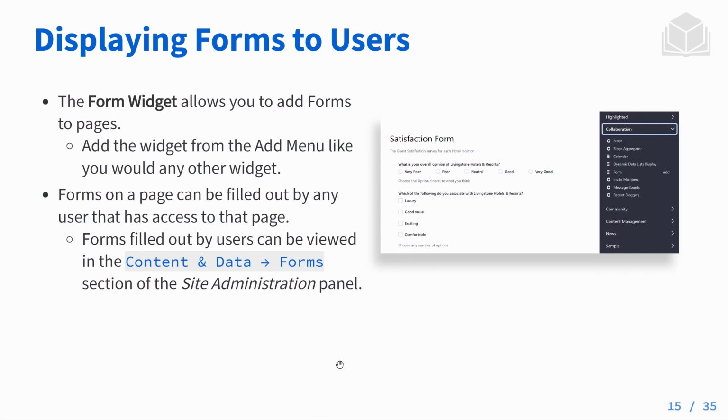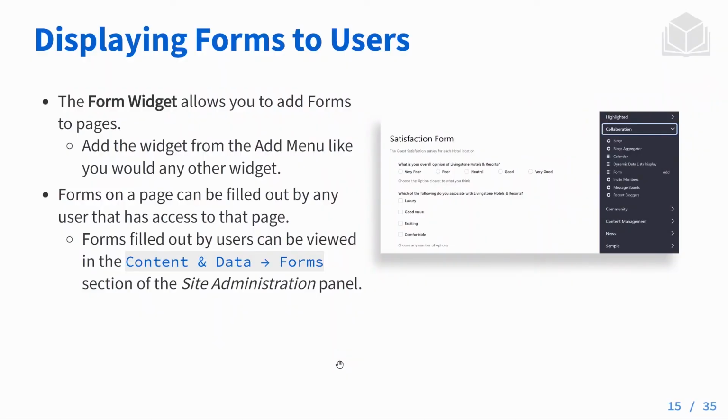Now, all of that is to say this is how you're able to create a form. Of course, the next question is, once you create the form, how do we display that form to our end users in order to fill out? This is where the form widget comes into play. Within our widget section, you can find the form widget, add it to a page, and select the form that you created to be displayed through the widget on the page. From there, once the users fill out the form, you can go into the site administration section and see the results.